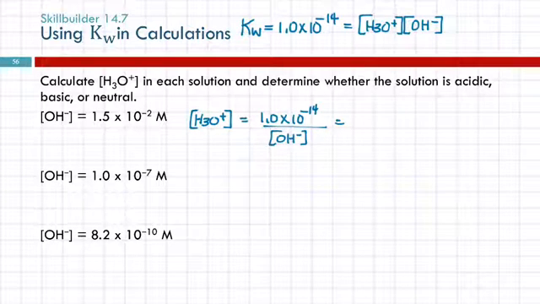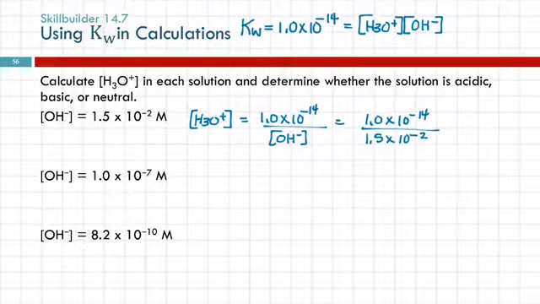And so for this first one, it'll be 1.0 times 10 to the minus 14 divided by 1.5 times 10 to the minus 2. So get out your calculator. 1 EE minus 14 divided by 1.5 EE minus 2. And this would have 2 sig figs. So I'm going to report the answer as 6.7 times 10 to the minus 13.